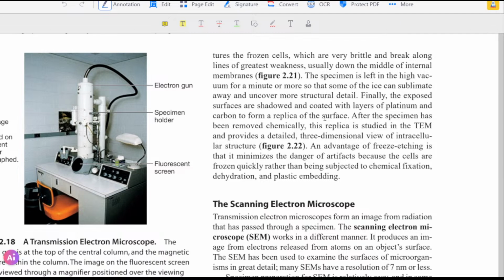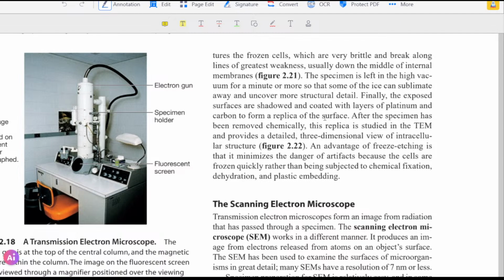And then you study that replica that you made from the platinum or carbon atom, and it provides a detailed three-dimensional view of the intracellular structures. An advantage of freeze etching is that it minimizes the danger of artifacts because the cells are frozen quickly rather than being subject to chemical fixation, dehydration, and plastic embedding. Artifacts means, I think, cell damage, because chemicals and plastic embedding do damage the cell.